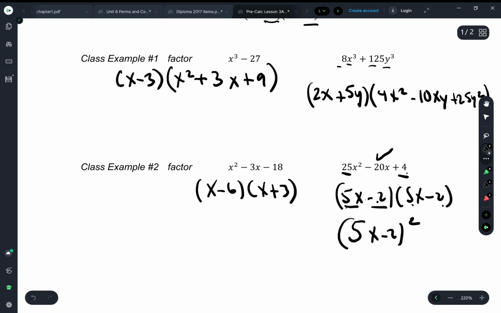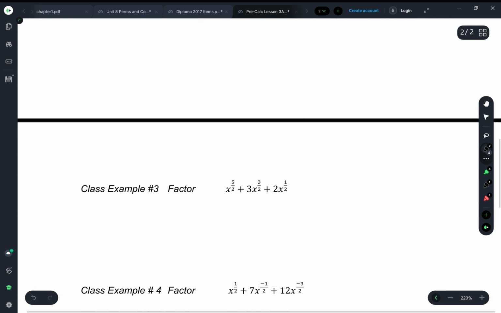Now, if you're not good with those patterns, you can always use decomp. You can go 25 times 4, break it down through grouping. Same thing we've kind of done for a while. Okay. All right. Any questions on that one? Nope. Good. All right.